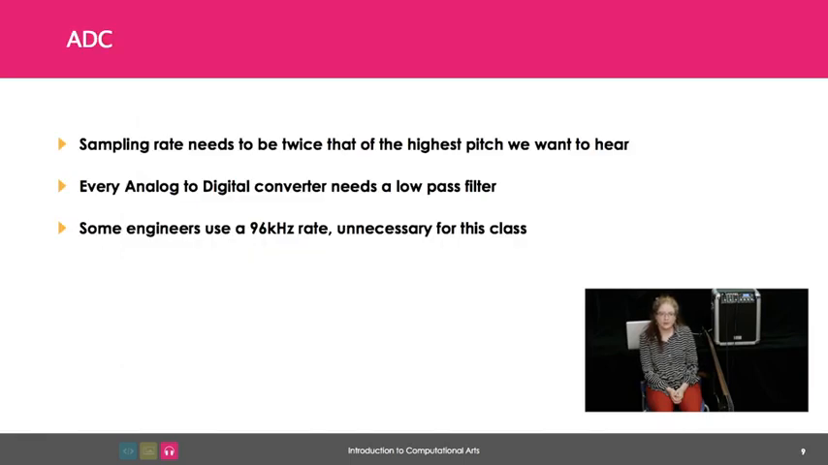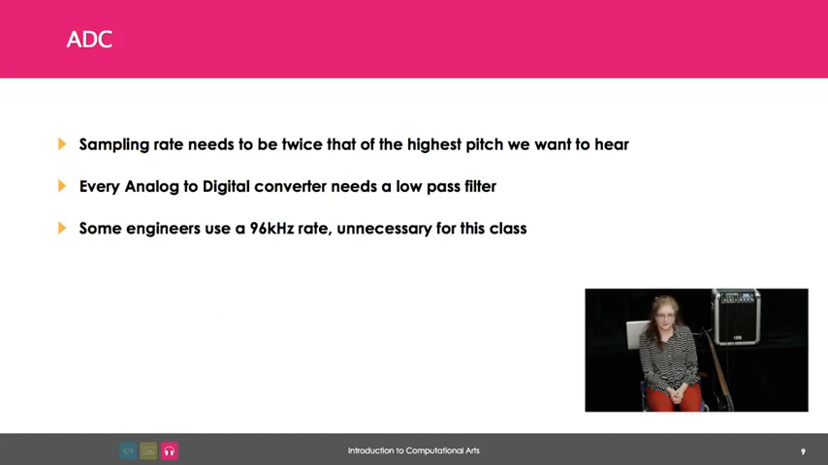Therefore, we must sample at a rate twice that of the highest pitch we want to hear. And before the analog to digital converter, we have to put a low-pass filter to remove any signals higher than the sampling rate. There are some audio engineers using a 96 kilohertz audio rate, but for this class, CD quality is fine.